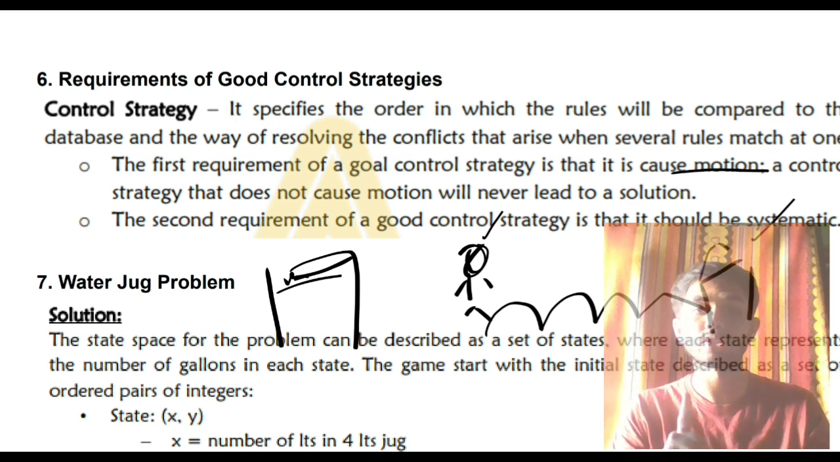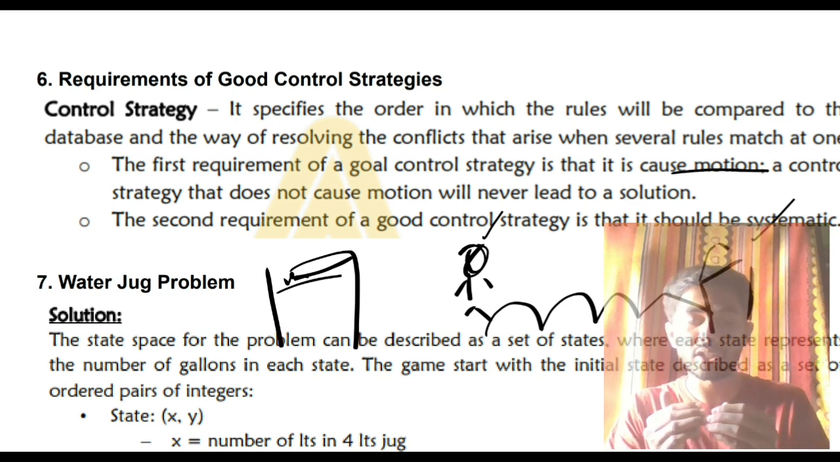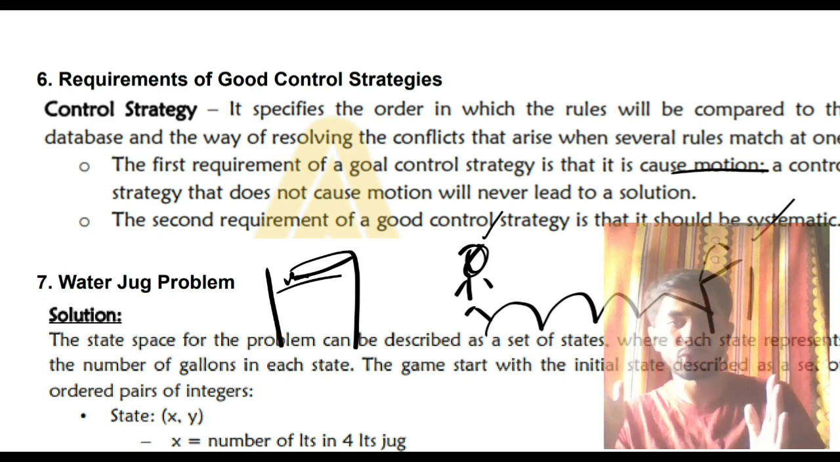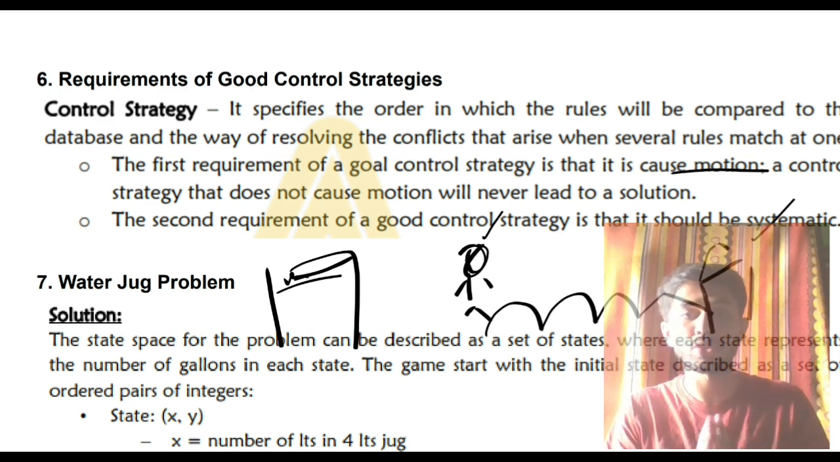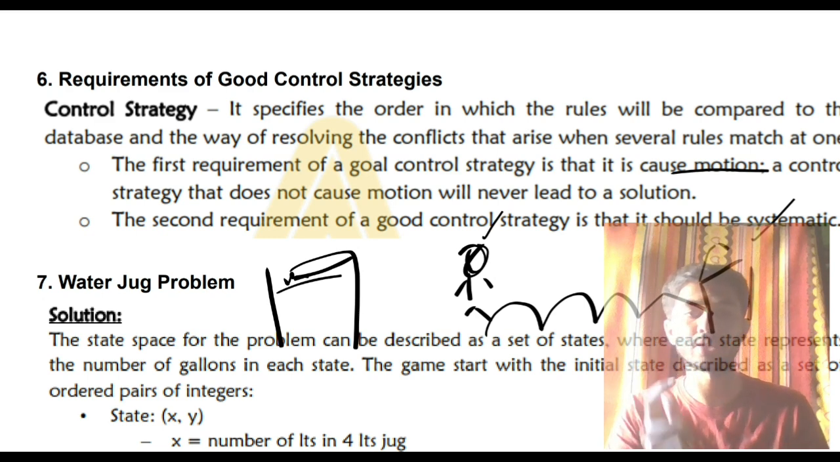It should cause a motion means whatever step you take should make you reach closer to the goal. Take it generally. Whatever you do, it should make you reach closer to a goal. That alone is a good control strategy. In that case, you will be moving ahead in your career or something, and you will be moving closer to your goal. That is what is called causing motion. Second, it should be systematic.